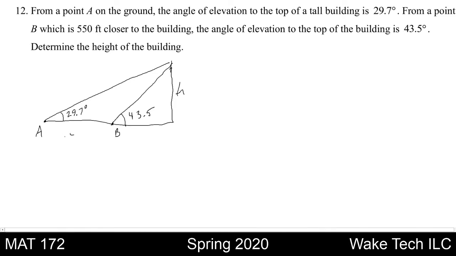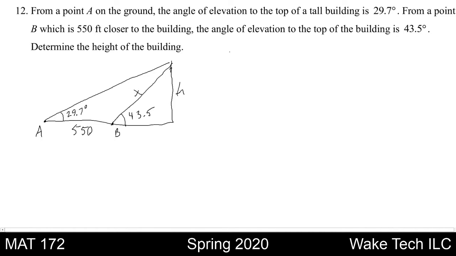We know that this measurement right here is 550, and we have 43.5, which is the angle of a right triangle given one of the variables that we have, right? We have h as the opposite, so I can relate opposite to either the hypotenuse or the adjacent in order to find the variable we want here.